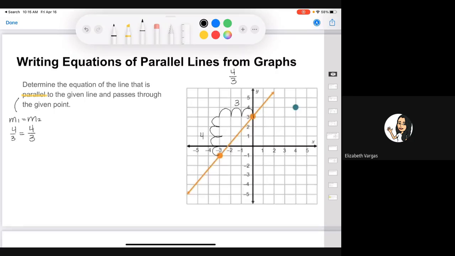Now that I have this, I'm going to find the equation for this given line. The way that I'm going to do this is I'm going to identify what points these are of the line that I'm looking for. And this is at 4 and 4. Okay, so now that I know that, I'm going to use my point slope form, which is y minus y1 equals m times x minus x1.